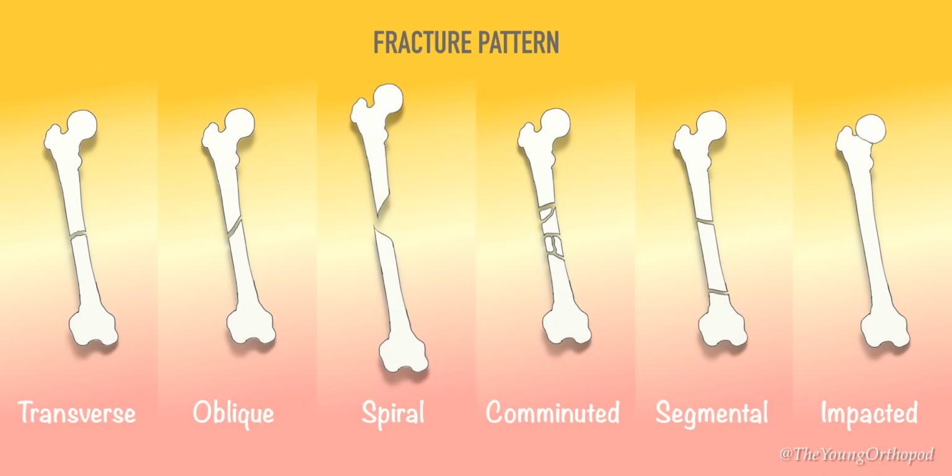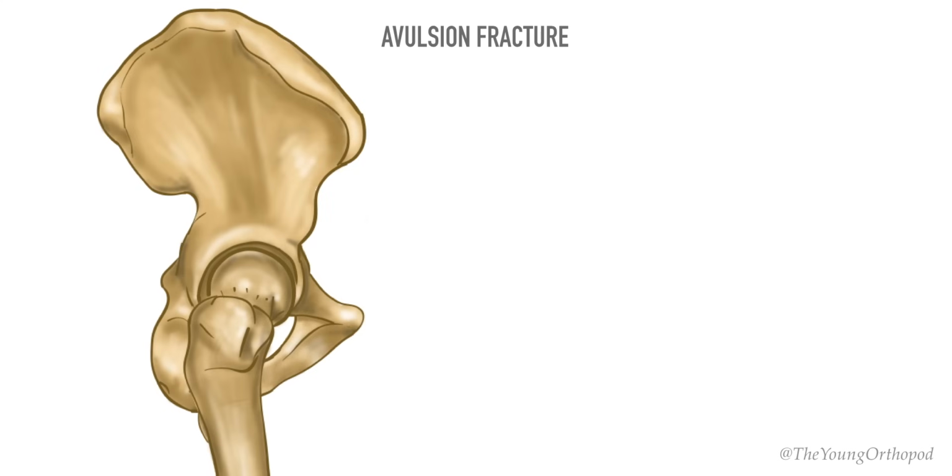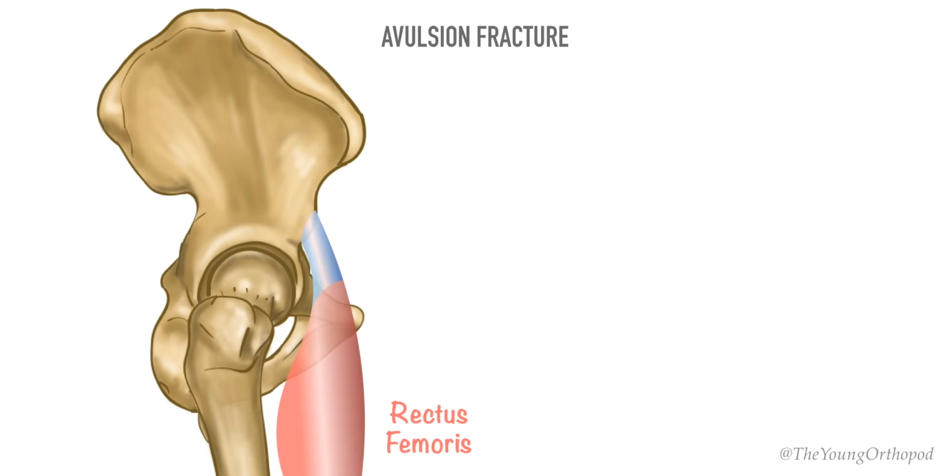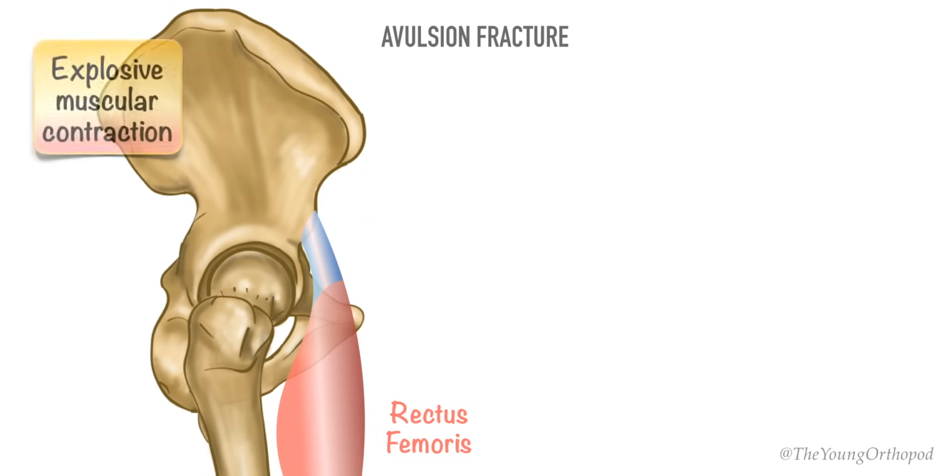One more fracture type sometimes included here is the avulsion fracture. These fractures are caused by traction from a ligament, tendon, or a capsular insertion. They can result from explosive muscular contraction. For example, an anterior-inferior iliac spine avulsion caused by the rectus femoris whilst kicking.